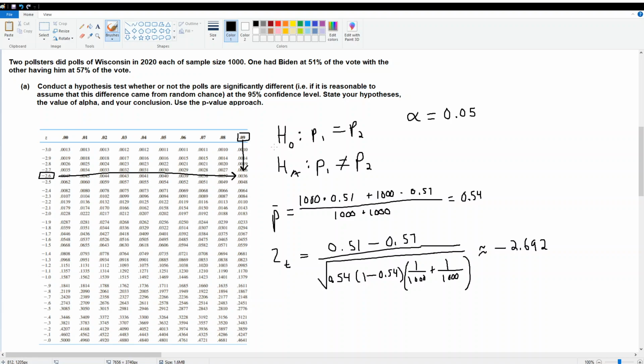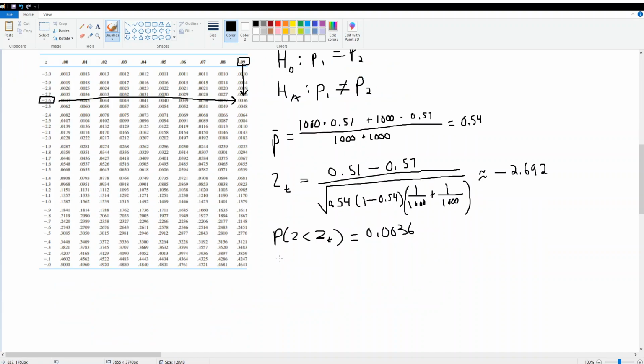But that is the probability of being below this. So P(Z is less than ZT) is equal to 0.0036. But since it's a two-tailed test, we have to double this because we have that same area in both tails. So therefore, our p-value is given by 2 times P(Z is less than ZT). So that is 0.0072.